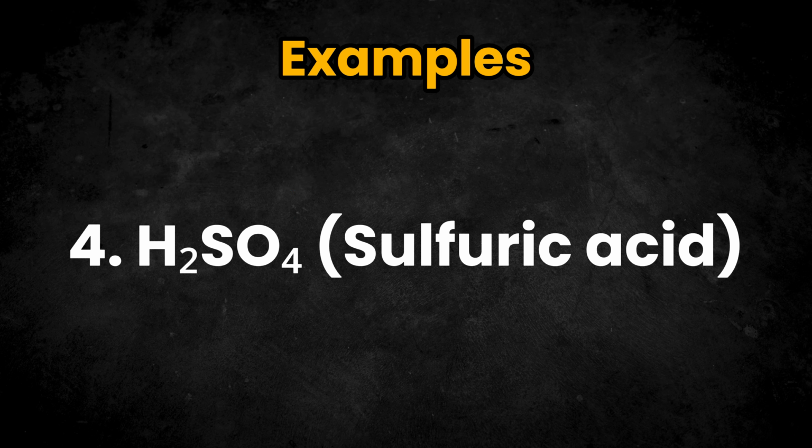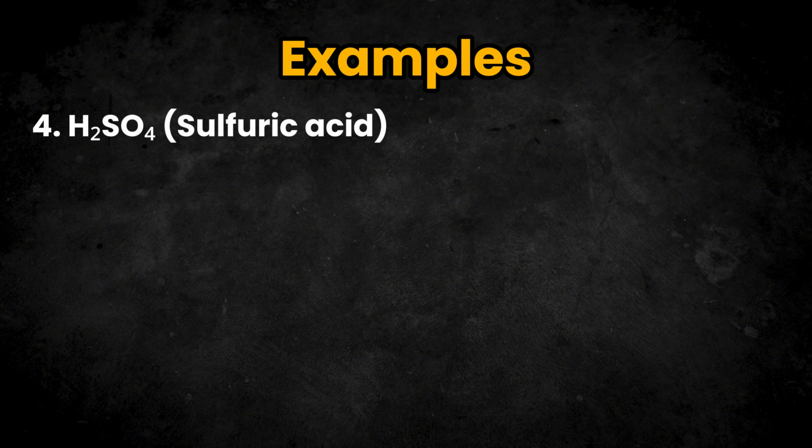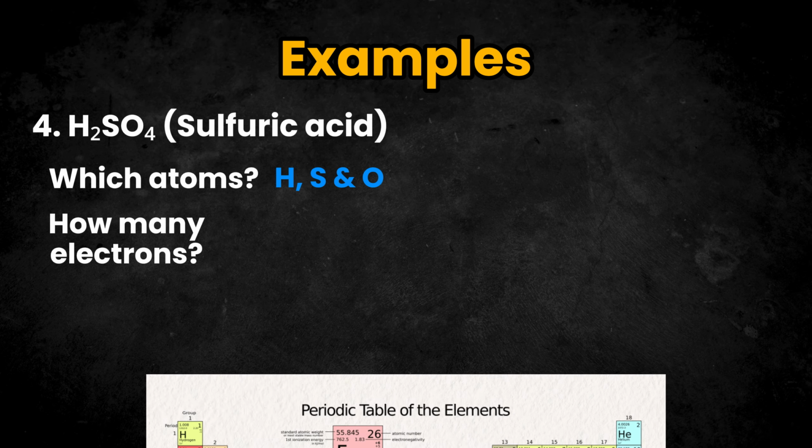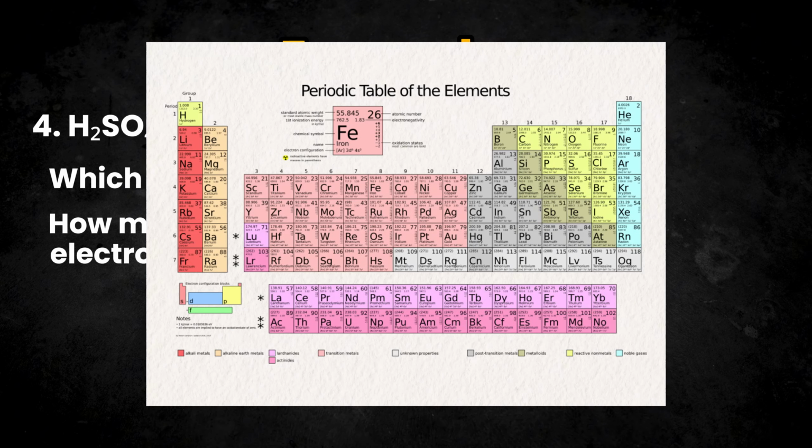Our next molecule is H2SO4, or sulfuric acid. Just like before, we start by looking at which atoms make up the molecule. In this case, we have hydrogen, H, sulfur, S, and oxygen, O. From the periodic table, we find that hydrogen has 1 valence electron, sulfur has 6 valence electrons, and oxygen also has 6 valence electrons.